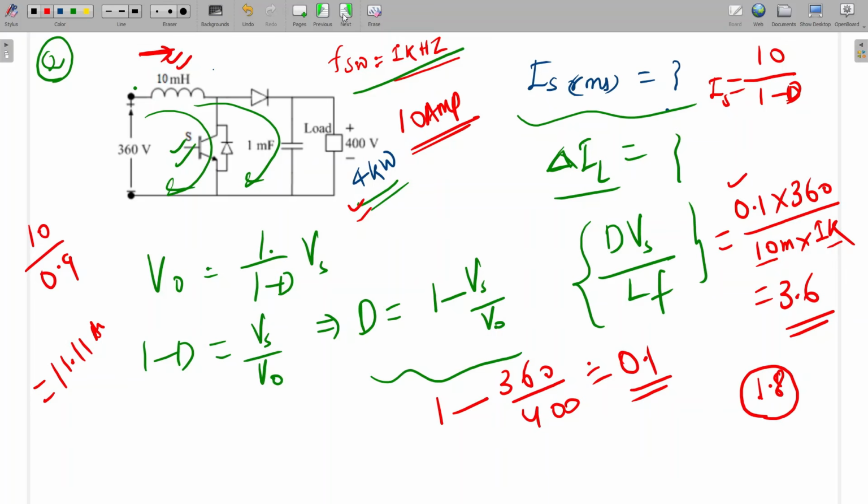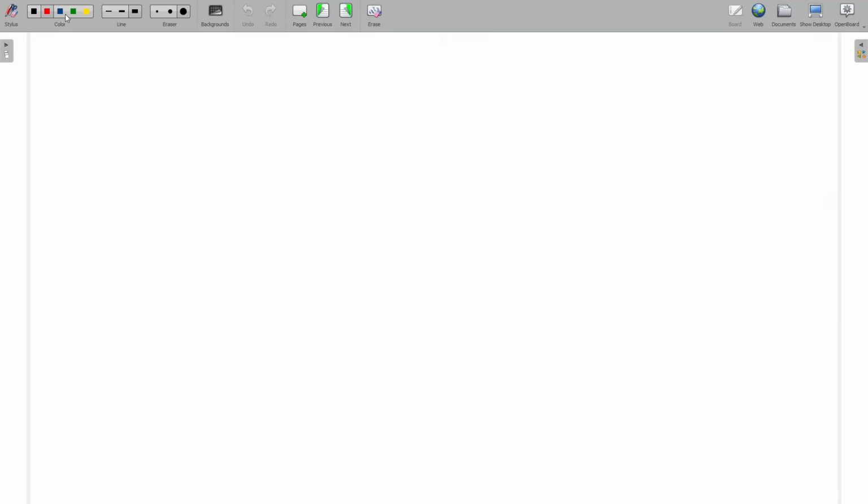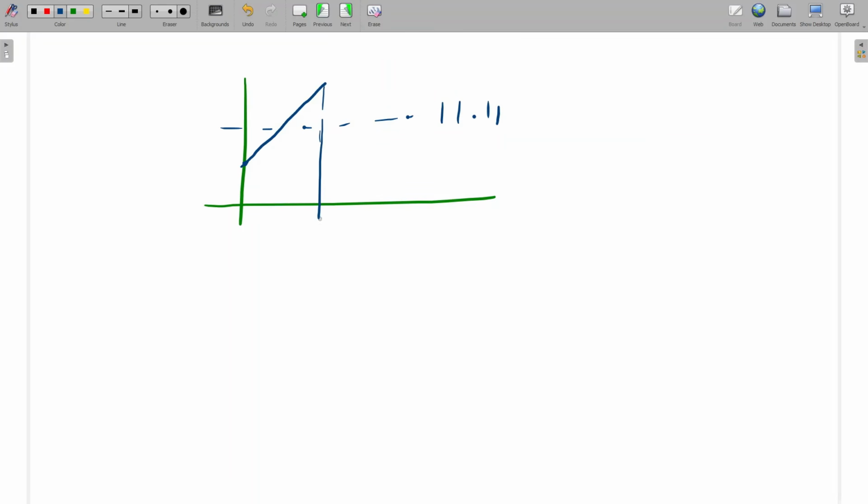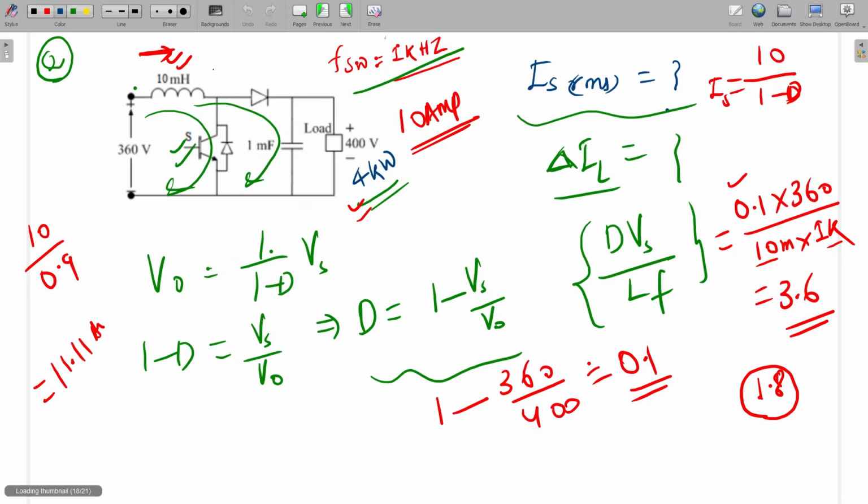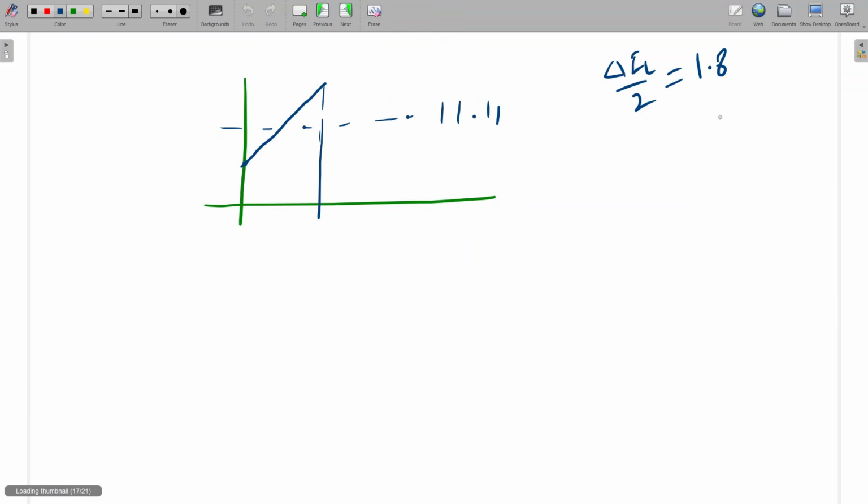So, now we can draw the waveform. Okay. What is the delta IL by 2? 1.8. So, we can draw like this one. This average is 11.11. See the average 11.11. Some minimum value will be there and some maximum value will be there. So what is delta IL by 2? Delta IL by 2 is equal to 1.8, because delta IL is 3.6. So delta IL by 2 will be 1.8.